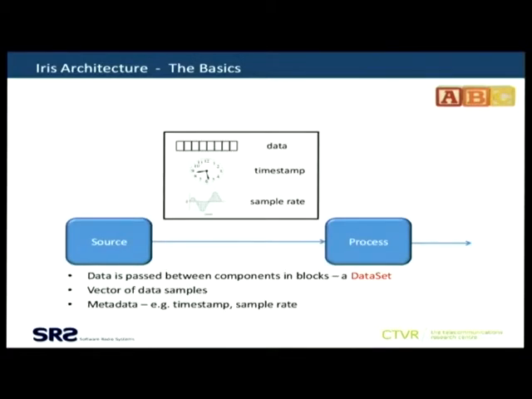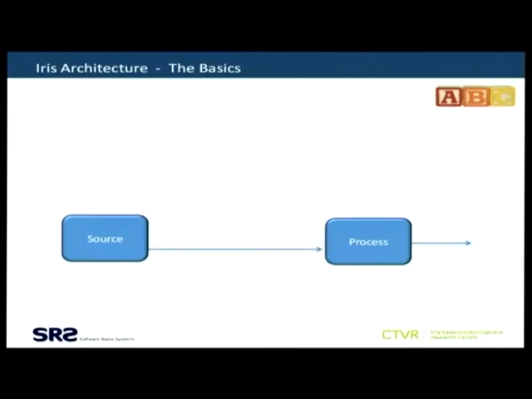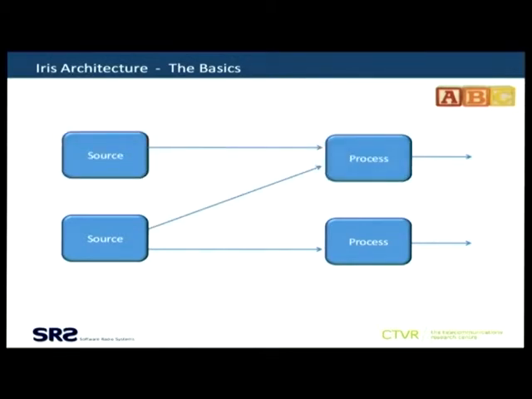Between the source and the sink, you're passing these data sets. A data set contains data, timestamp, sample rate, and various types of metadata that you want to pass along with it. You can have simple source-to-sink flow graphs, but they support multiple inputs, multiple outputs, and so on. So you can build up pretty complex flow graphs.